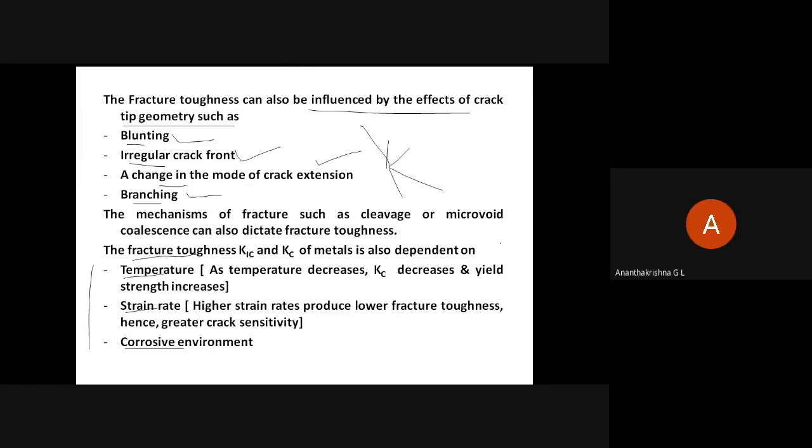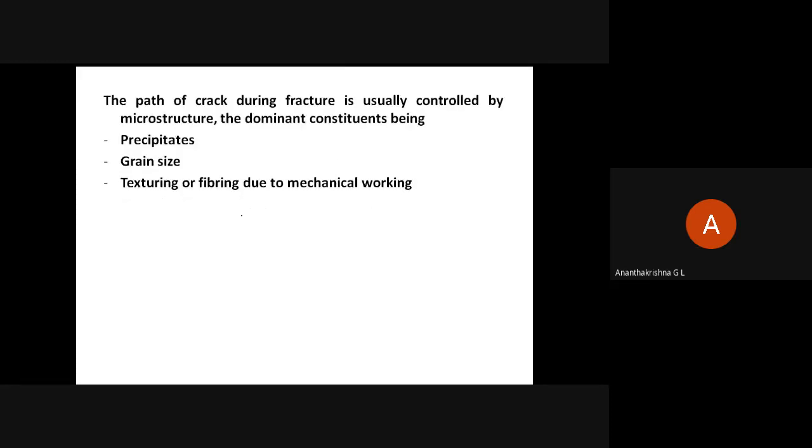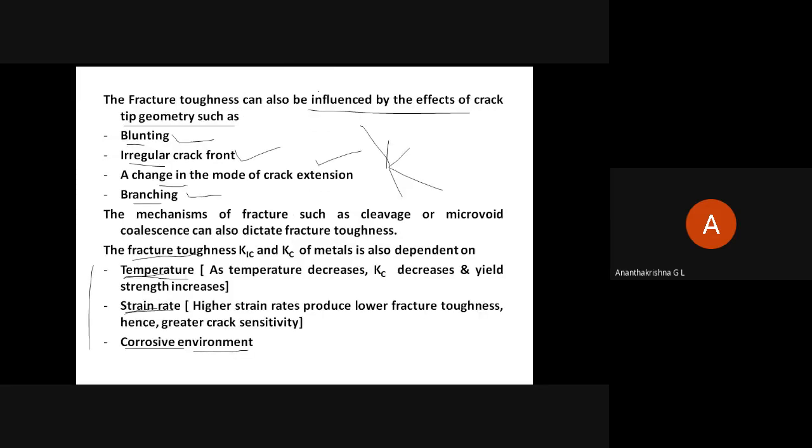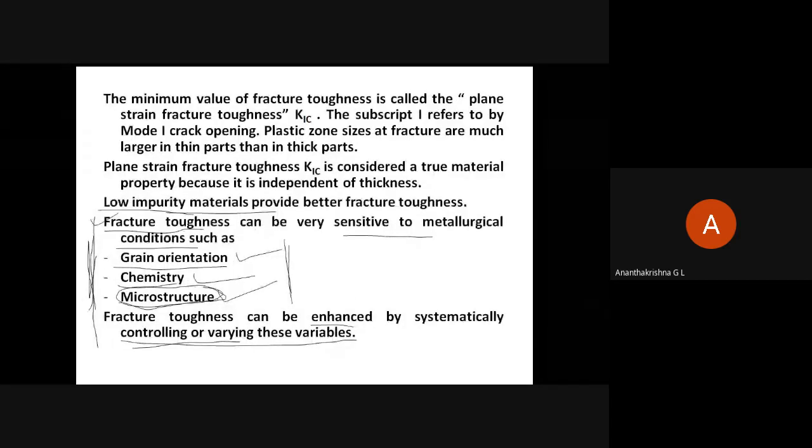Note down, the fracture toughness also depends on temperature, strain rate, and corrosive environment. Okay, finished? Note it down. Okay, so what finally are the factors that influence fracture toughness? They are grain orientation, chemistry, and microstructure. By controlling these parameters, we can systematically enhance the fracture toughness property of a material.